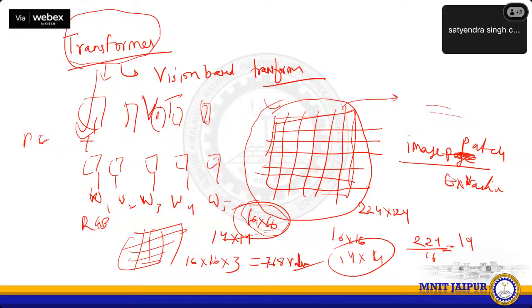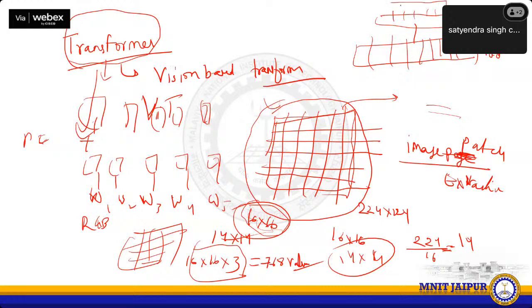For each patch, we flatten it into a 1D vector. A 1D vector of what size? 768. And once we get the vector, we pass it into a linear layer. The parameters of this layer would be learned, and that gives you a fixed-length vector, which is basically our embedding.